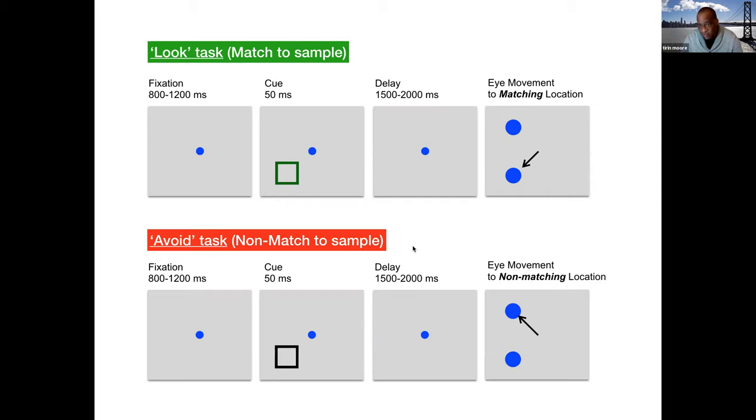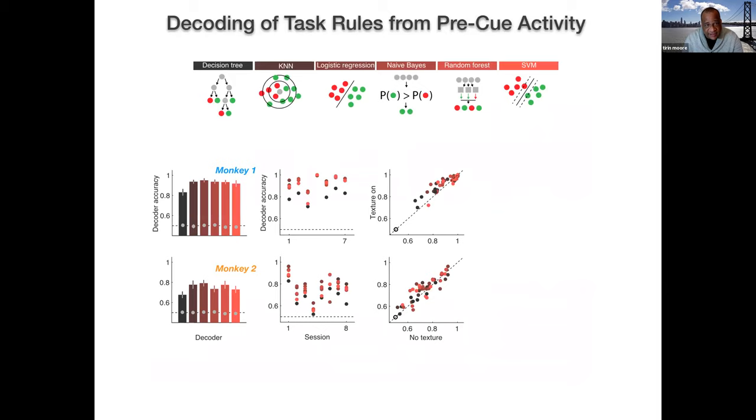Now to your question about V1: if you have an effect that's that clear in V4, it's probably going to find its way back to V1. It's only one synapse away, right? So I would expect to decode this particular task in V1, if not from the spikes, then from the LFPs. But if the rule were different and didn't involve a saccadic response, I would expect something different. And we should test that.